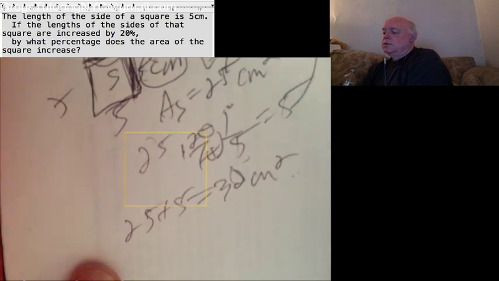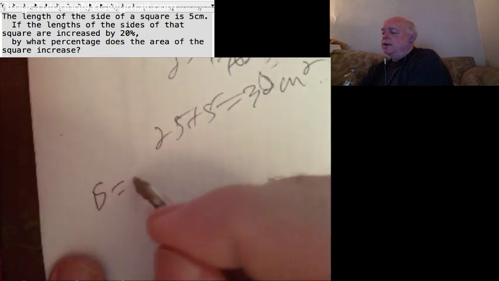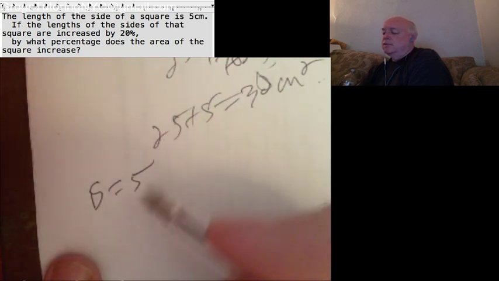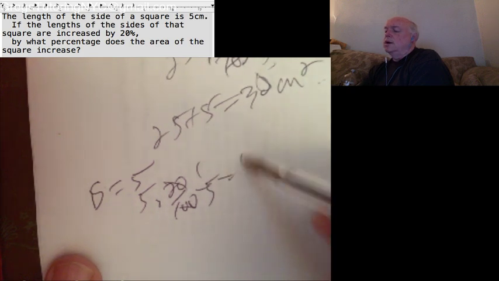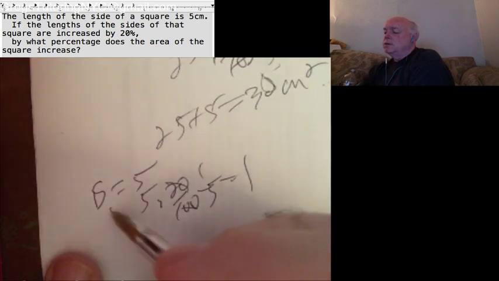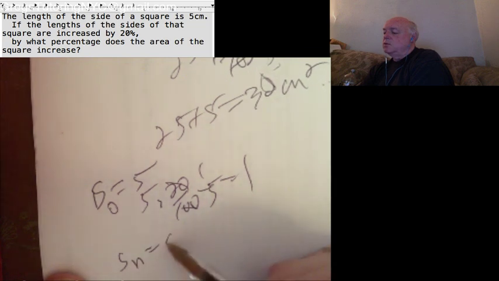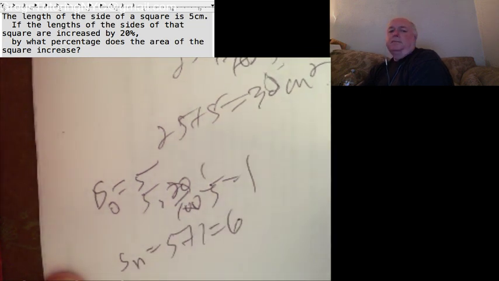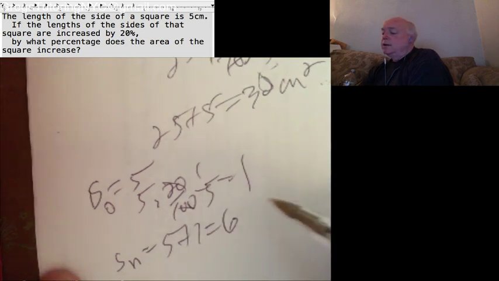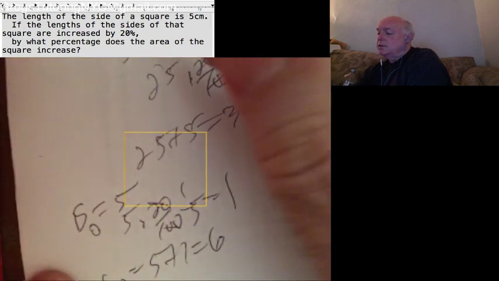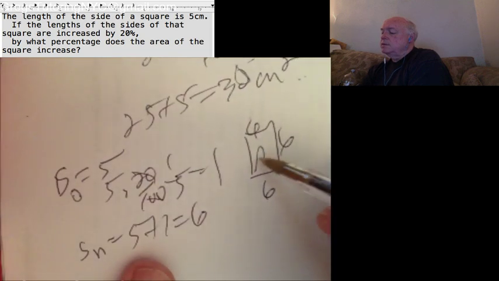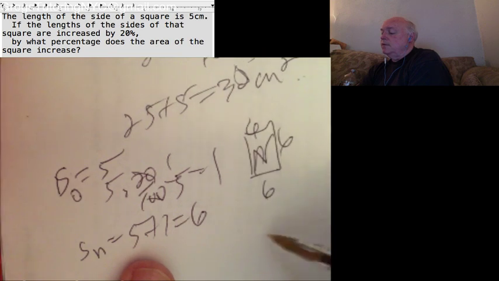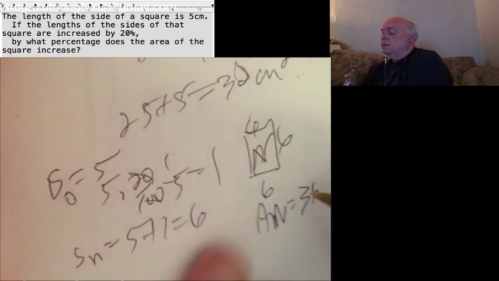So if the length of the side S equals 5, what we want to find is the new length of the side. 5 times the 20%, which again is the same as 1/5, is equal to 1. So the new side is going to be 5 plus 1 equals 6. This was the area of the original S. Now we have a new square with sides of 6, so the area of N is equal to 36 centimeters squared.